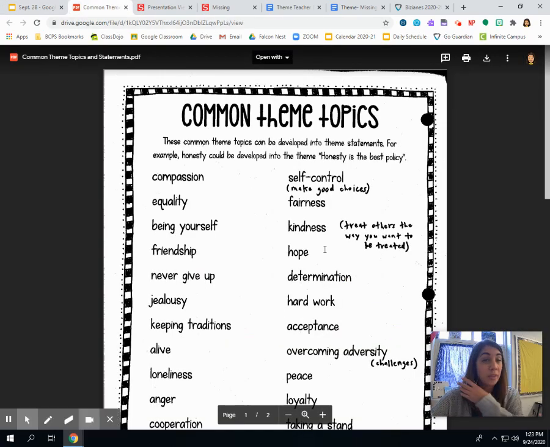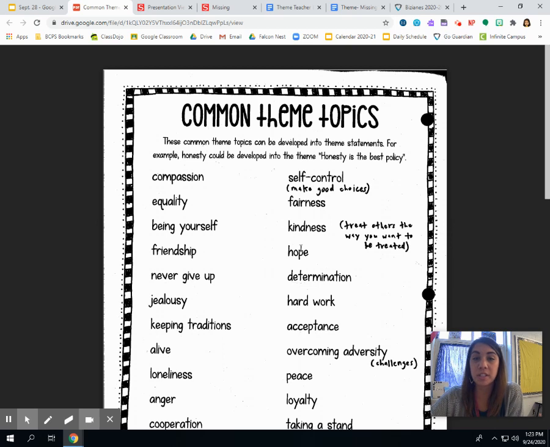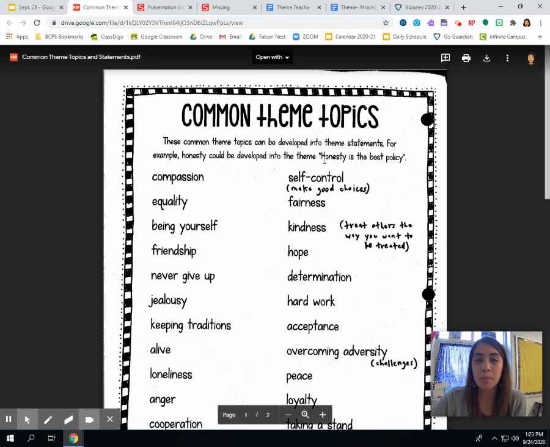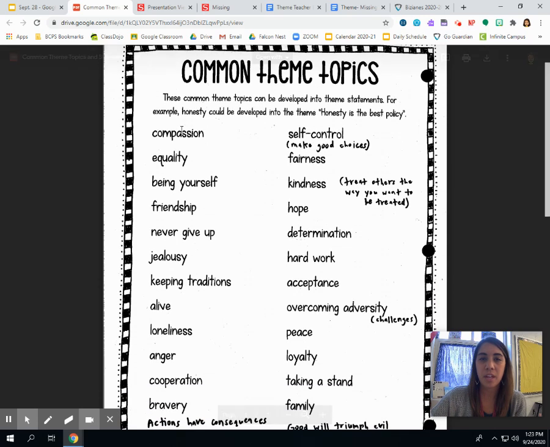This is a paper that normally I would have you glue in your journal, but since you aren't here right now, it's just going to be a handy link that I have for you. When we get here next week, we'll glue them in. Here are some common themes you might see.